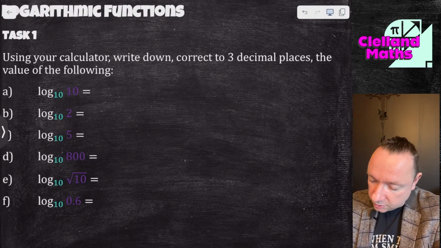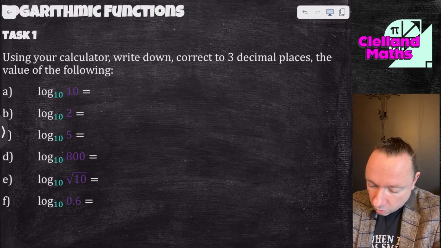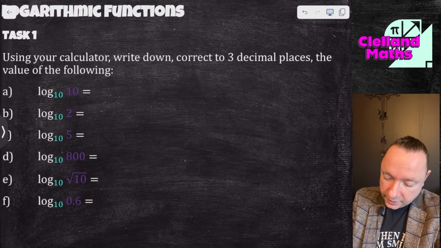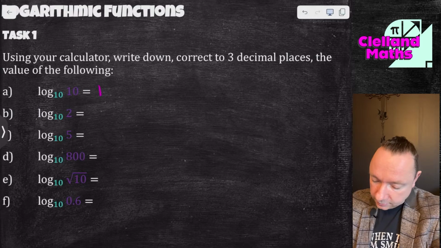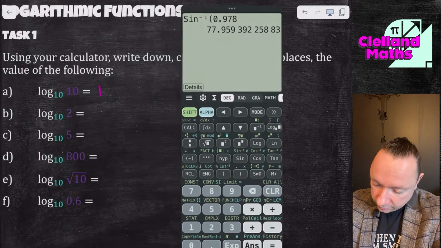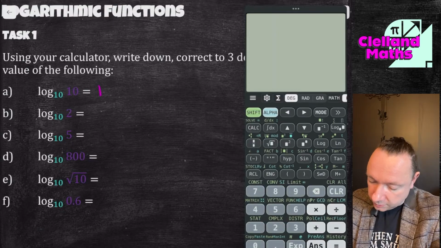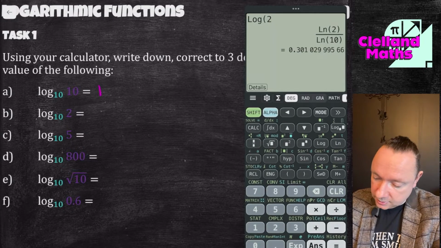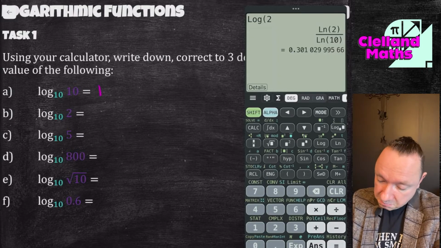We have to use a calculator to write out to 3 decimal places the value of the following. So I'm going to do this for you just to get an idea of logs. So log base 10 of 10 is, well, 1. And let's get our calculator out. So log base 10 in a calculator, and my one is just called the log button, and yours probably is as well. So you just press log and 2, and it says 0.301.